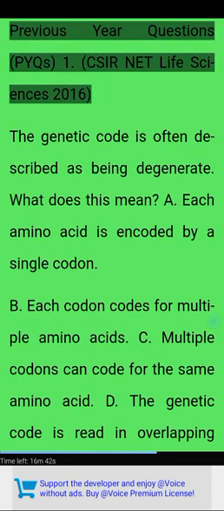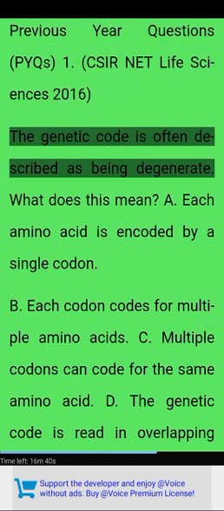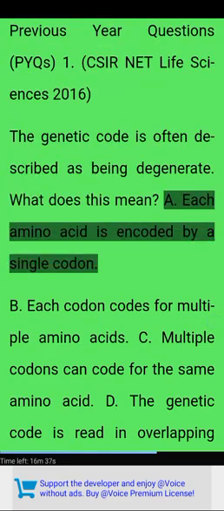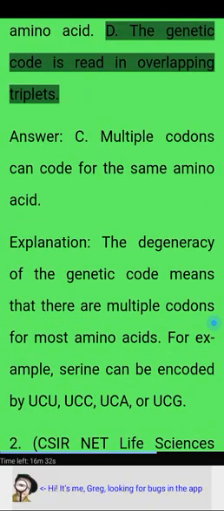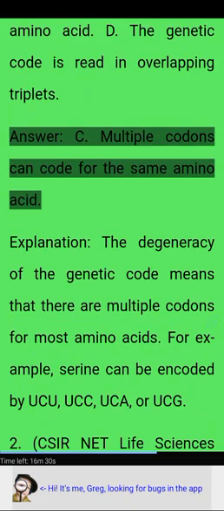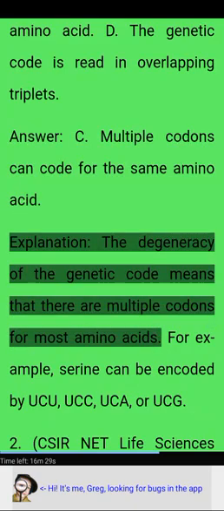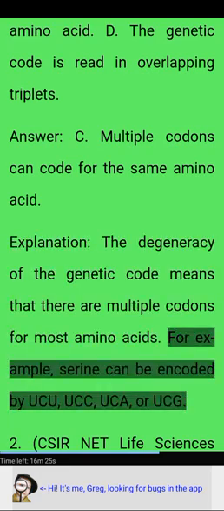Previous year questions, PYQs. 1. CSIR NET Life Sciences 2016. The genetic code is often described as being degenerate. What does this mean? A. Each amino acid is encoded by a single codon. B. Each codon codes for multiple amino acids. C. Multiple codons can code for the same amino acid. D. The genetic code is read in overlapping triplets. Answer: C. Multiple codons can code for the same amino acid. Explanation: the degeneracy of the genetic code means that there are multiple codons for most amino acids. For example, serine can be encoded by UCU, UCC, UCA, or UCG.